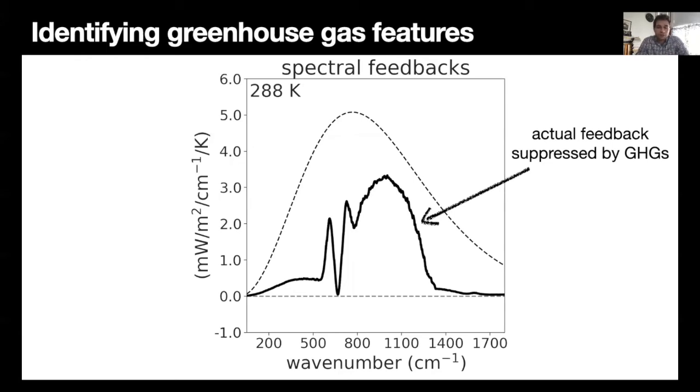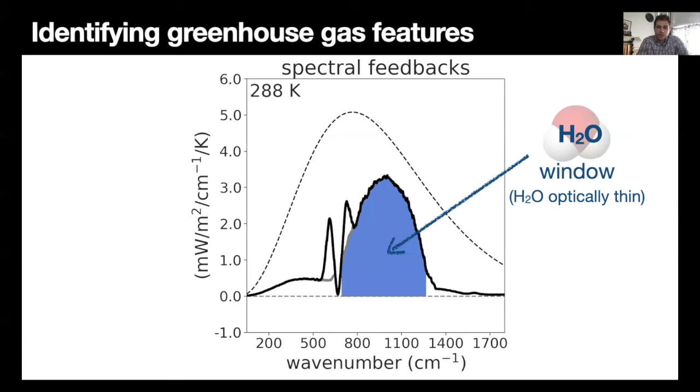And we can actually identify some key features here with the two most important greenhouse gases, water vapor and CO2. So first, I've added a gray line here showing the spectral feedback calculated with only H2O in the atmosphere, so without CO2. And I filled in with blue shading a portion of the spectrum where, at this surface temperature, H2O is optically thin. And this is often called the water vapor window. And you can see that this is actually the part of the spectrum where the feedback is the strongest. This is where the surface warming can be communicated out to space relatively unperturbed.